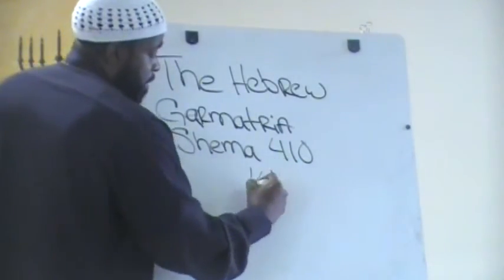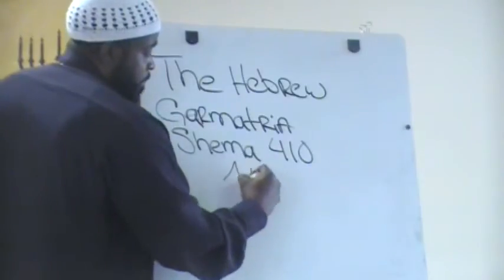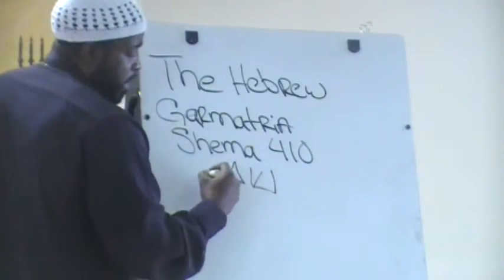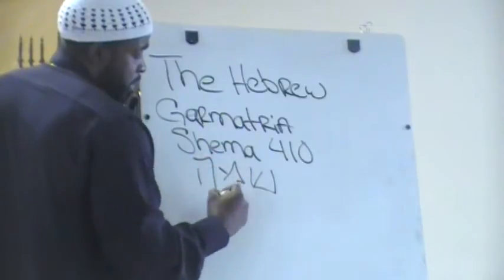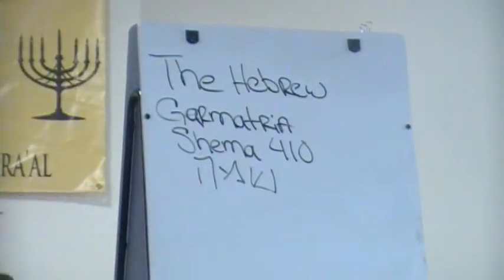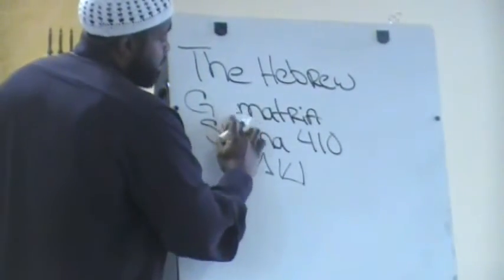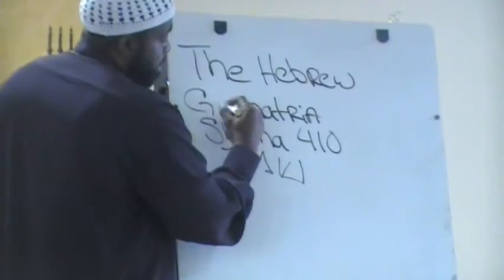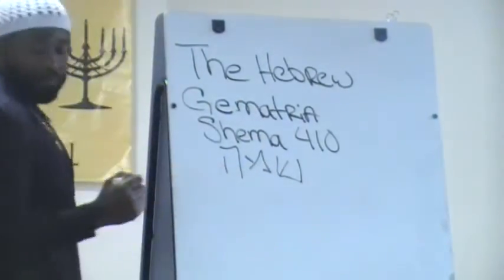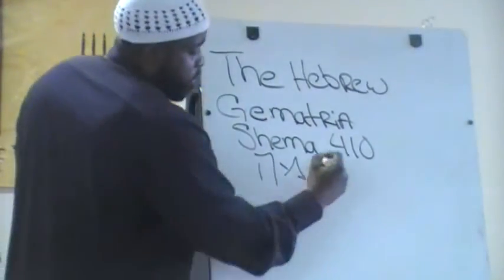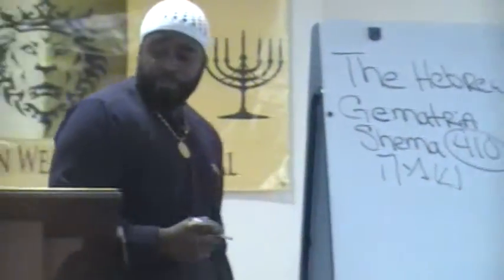This is the Shin, the Mem, and the Ayin. Shema. I'm sorry, G-E. Oh, it is the E? Yeah, just the E, but not the R. Not the R. Oh, okay. And that's number 410.